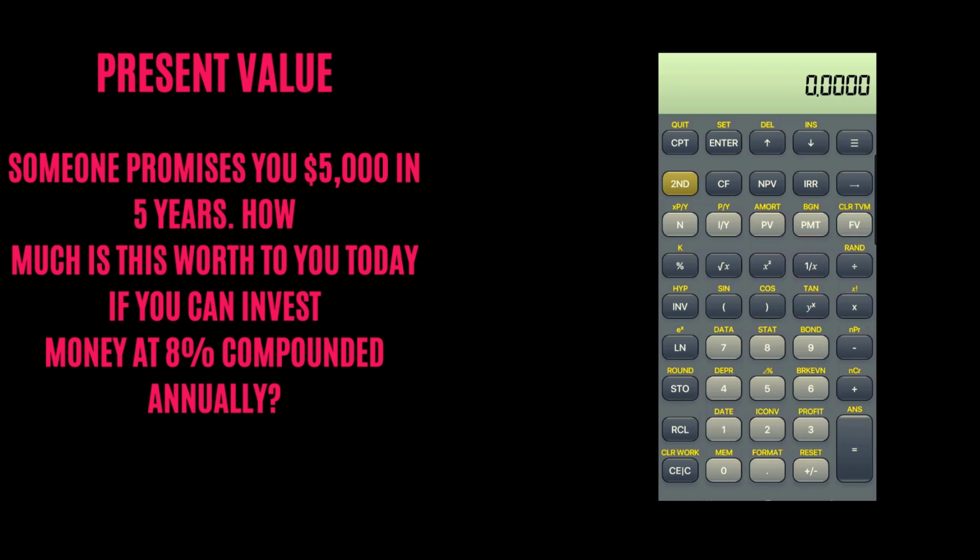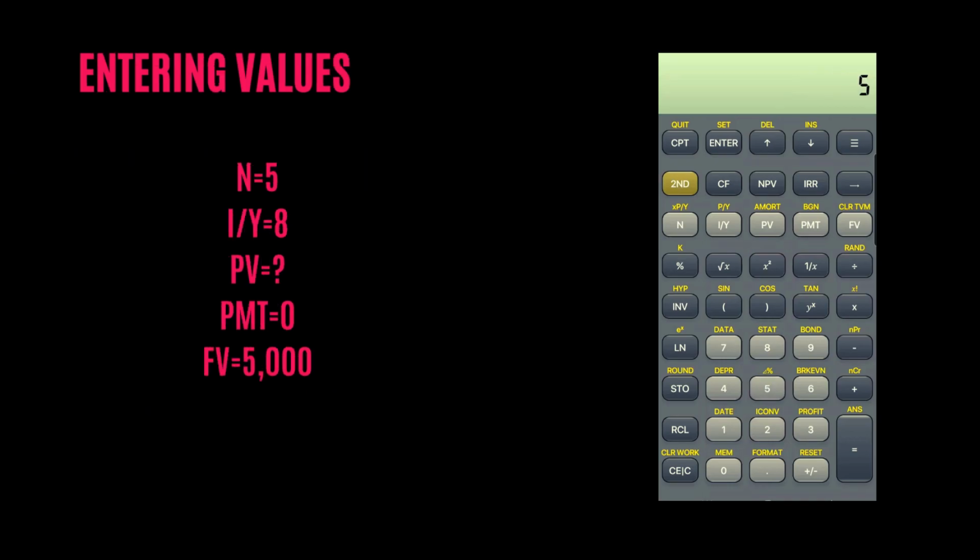So what we're doing in this case is we know that 5 is going to be N, because we know that this is a 5-year annuity. So our I/Y is going to be 8. So we put in 8 as a whole number.